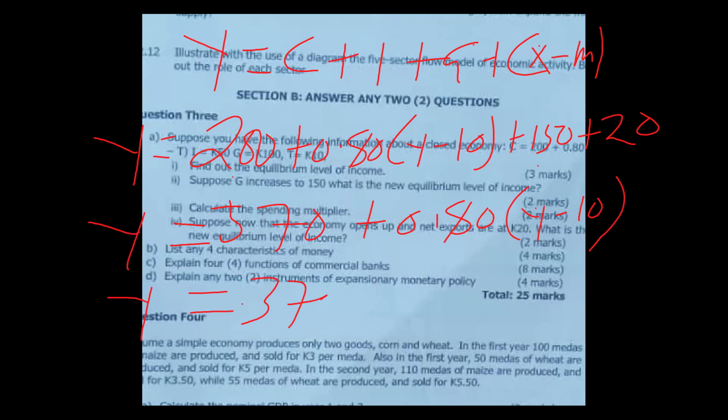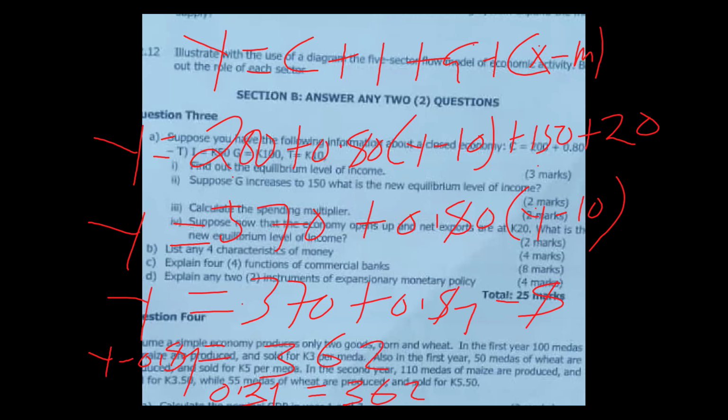It will be 370 plus 0.8 Y minus 8. So 370 minus 8 is 362, equals Y minus 0.8 Y. You get the Y across the equal sign. So that will be 0.2 Y equals 362, and you divide through by 0.20 and 0.20 to get Y. What is our new level of Y?